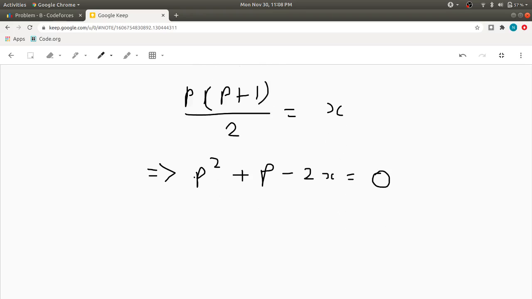Now we can find the solution of this equation by Sridhar Acharya formula. You must be knowing it, you must have studied it in class 10th. The solution for this equation will be minus b plus minus under root of b square minus 4ac divided by 2a. Definitely our answer is going to be positive, so I'm just going to take the plus sign, minus b plus under root of, I'll show you what you will get after writing in this form.